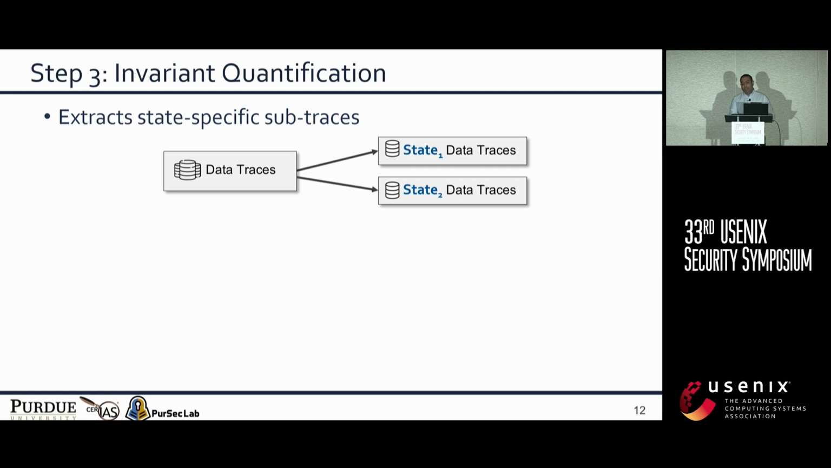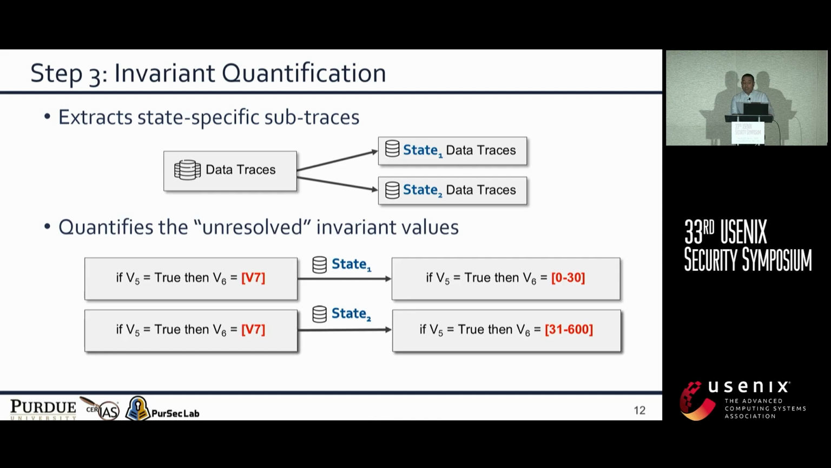After identifying the code-level invariant templates, SAIN quantifies them with the concrete PLC variable value bounds. We noticed that the system-level ICS data traces encompass all benign operations of the ICS under all ICS states. Therefore, SAIN partitioned the system-level data traces into state-specific data traces according to the state transition conditions. SAIN then quantifies the unresolved invariant templates with the state-specific subtraces, assigning concrete PLC variable value bounds.